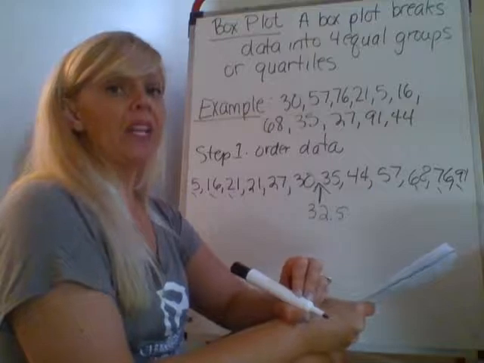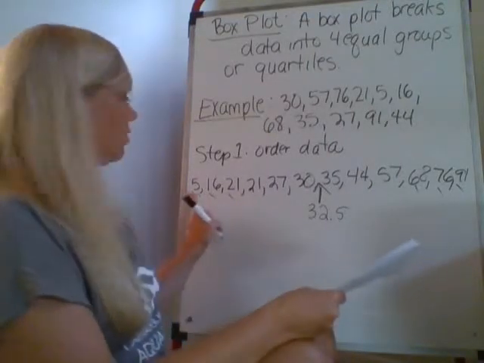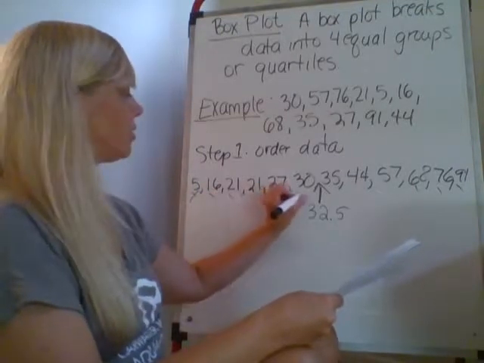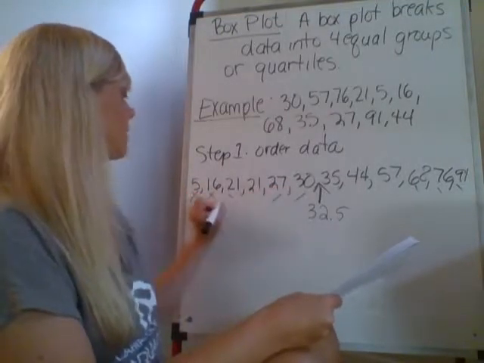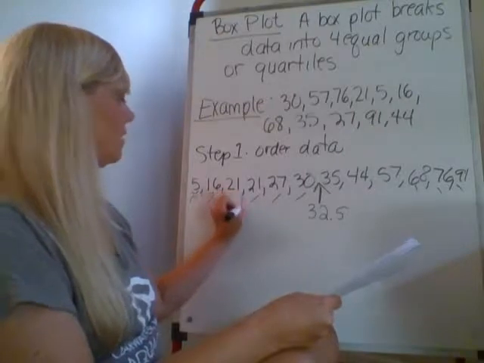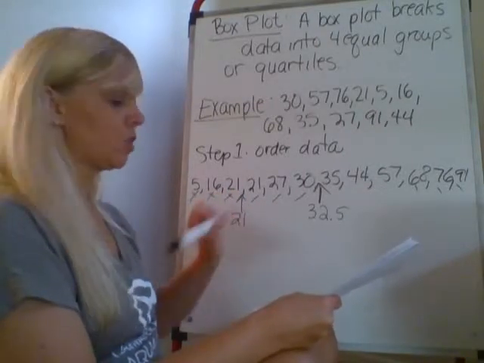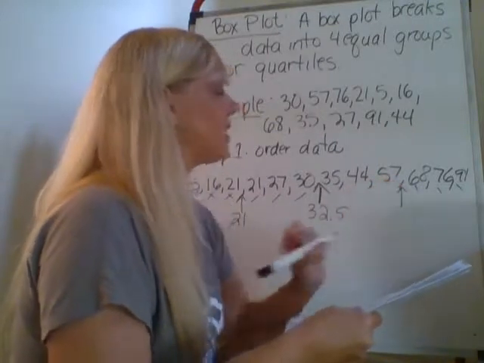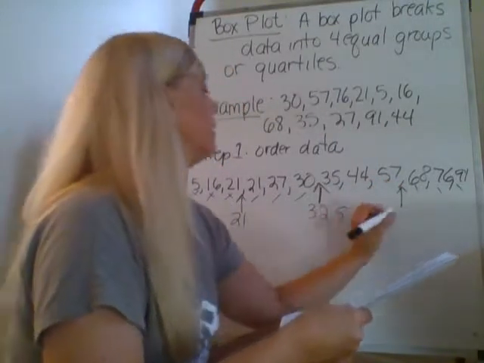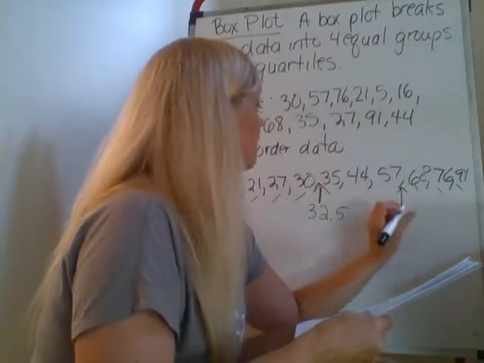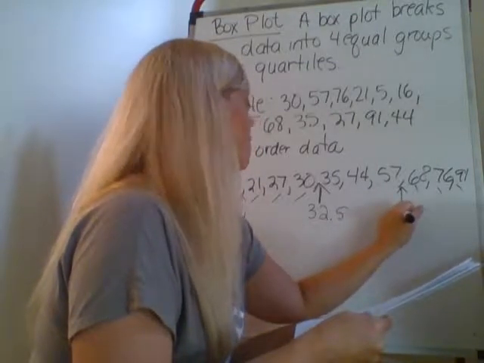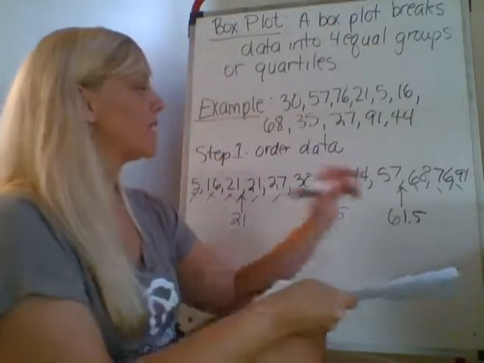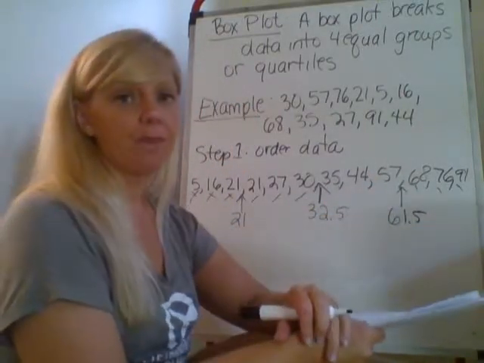Okay, and then I need to find my lower median. If I look through these numbers, these two are my medians right here. So my lower median is 21. And then my upper median is between 57 and 68, and that is 61 and a half.